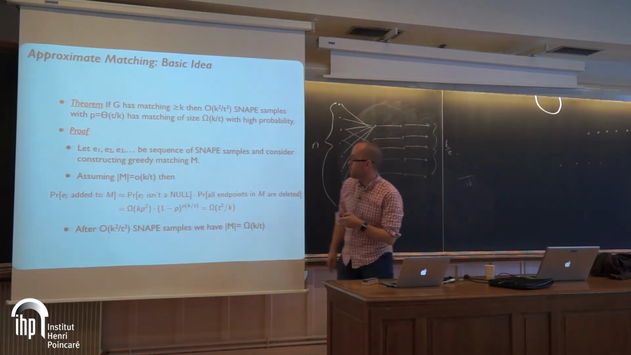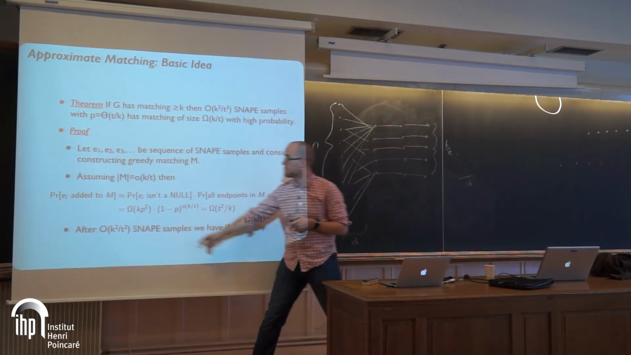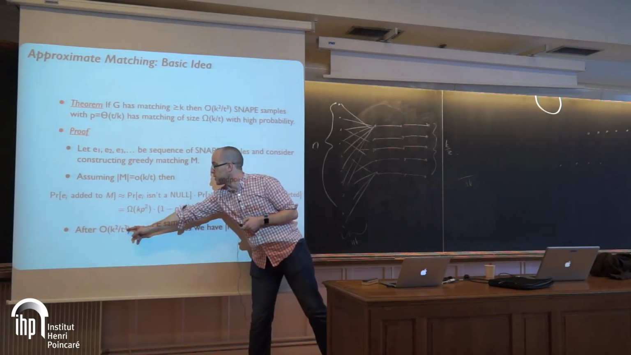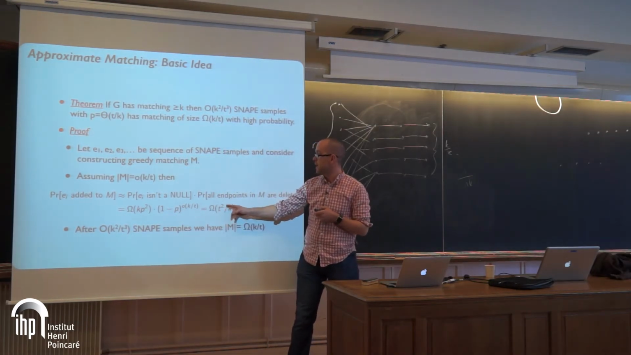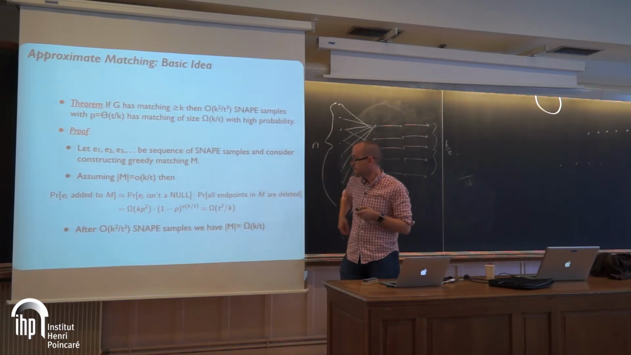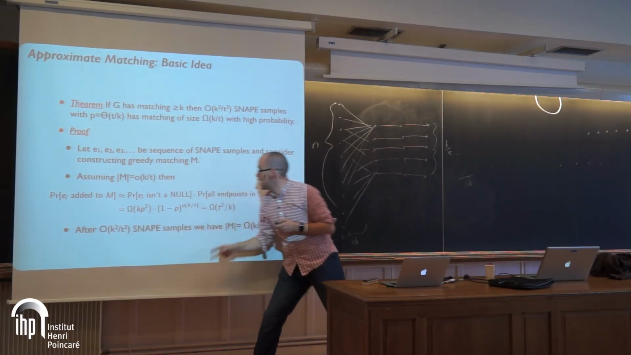Your matching isn't too big so far. So this ends up being constant. This is kp squared. P in this case was, we were saying, t over k. So this simplifies to t squared divided by k.